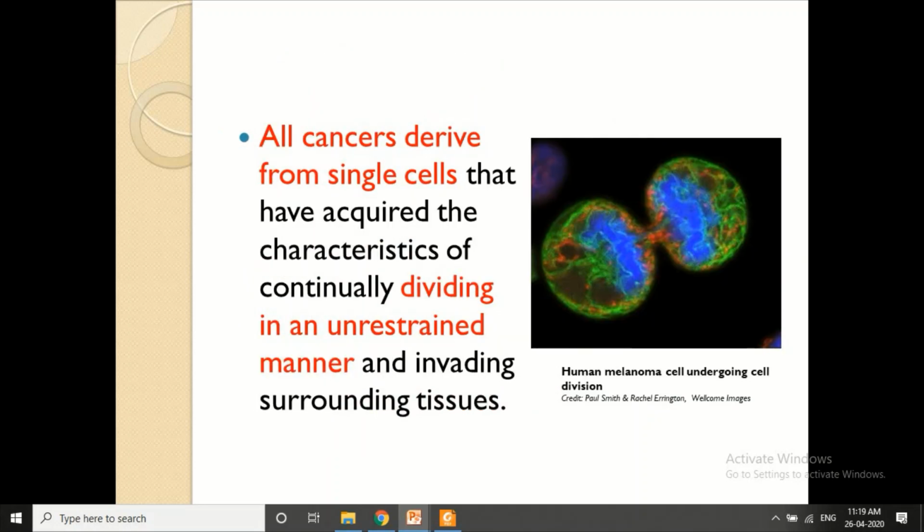It is generally believed that all cancers are derived from a single cell that has acquired the characteristics of continually dividing in an unrestrained manner and invading the surrounding tissues. On the right side I have given an image of a human melanoma cell undergoing cell division, in a confocal image. It clearly indicates the cell division.